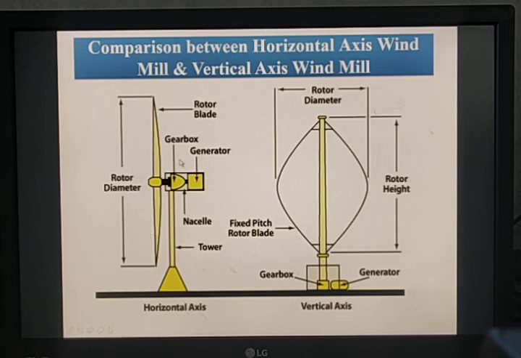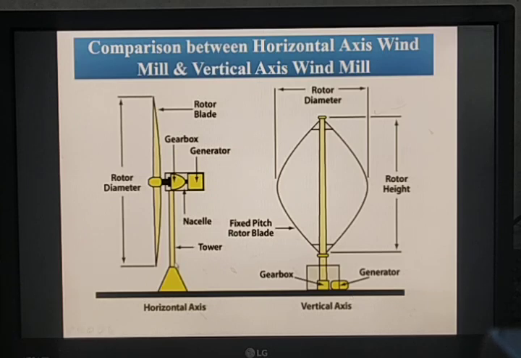The performance is dependent on wind direction, that is only 180 degree direction. In vertical axis, wind direction performs in any direction, that is 360 degree direction. In horizontal axis windmill, fan speed is high, that is greater than 1000 rpm. In vertical axis windmill, fan speed is low, that is less than 1000 rpm.